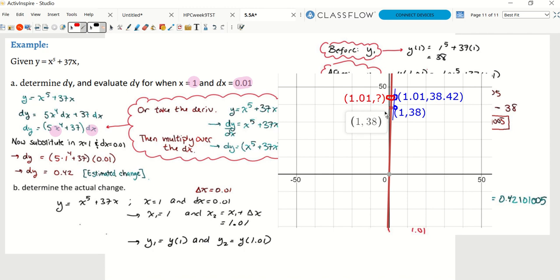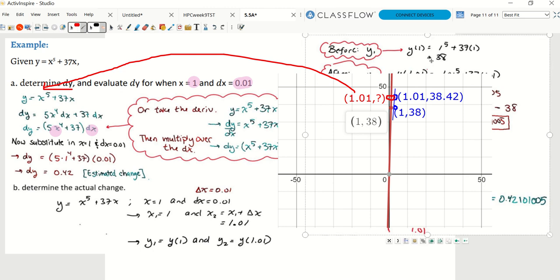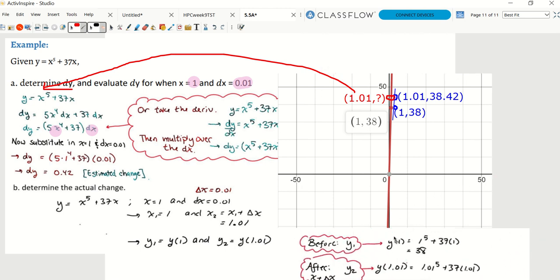I plug in the x-coordinate of 1.01 into the original function over here, into this, okay, into that. Let me see if I can fit all this on one slide, okay? So that's what they did.